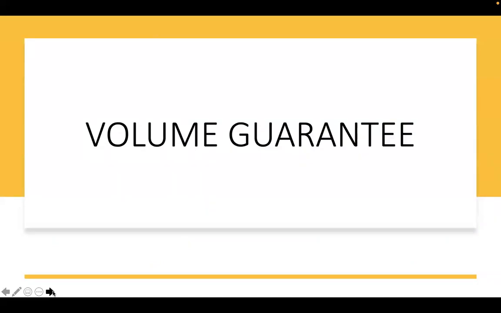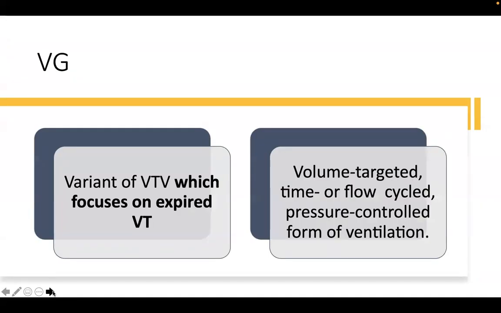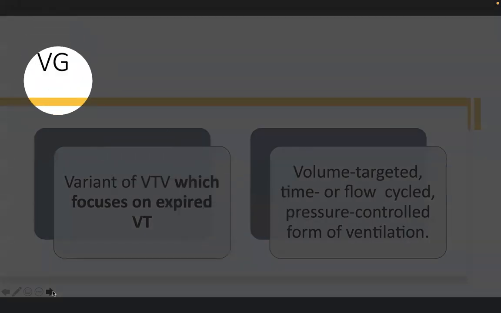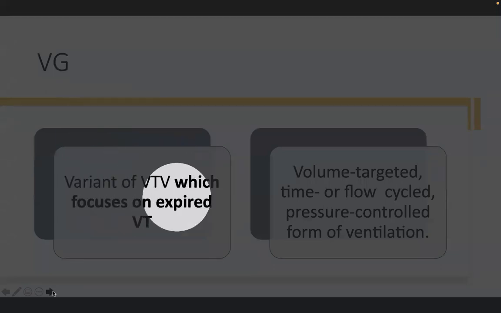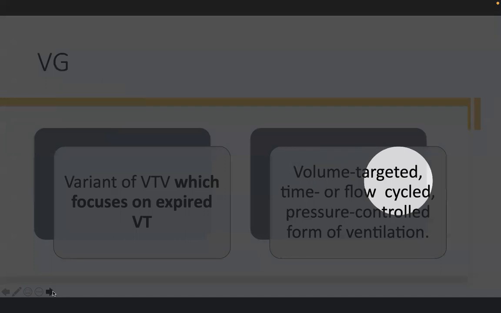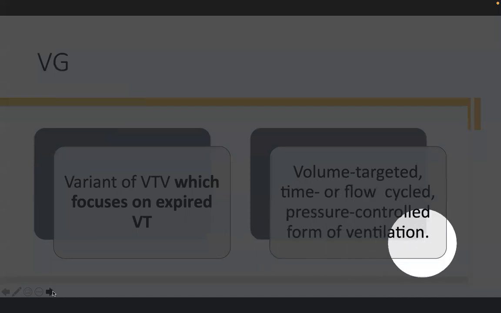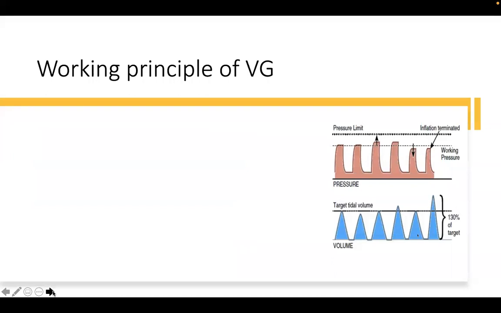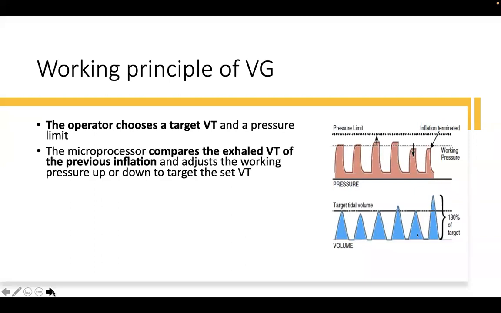Now coming to the volume guarantee, that is the interest today. What is VG? It is a variant of volume targeted ventilation which focuses on expired tidal volume measured at the patient's end. It is volume targeted, time or flow cycled, and a pressure control form of ventilation. The working principle of VG: the operator or the physician chooses a target VT and the pressure limit. The microprocessor compares the exhaled VT of the previous inflation and adjusts the working pressure up or down to target the VT set by the physician.